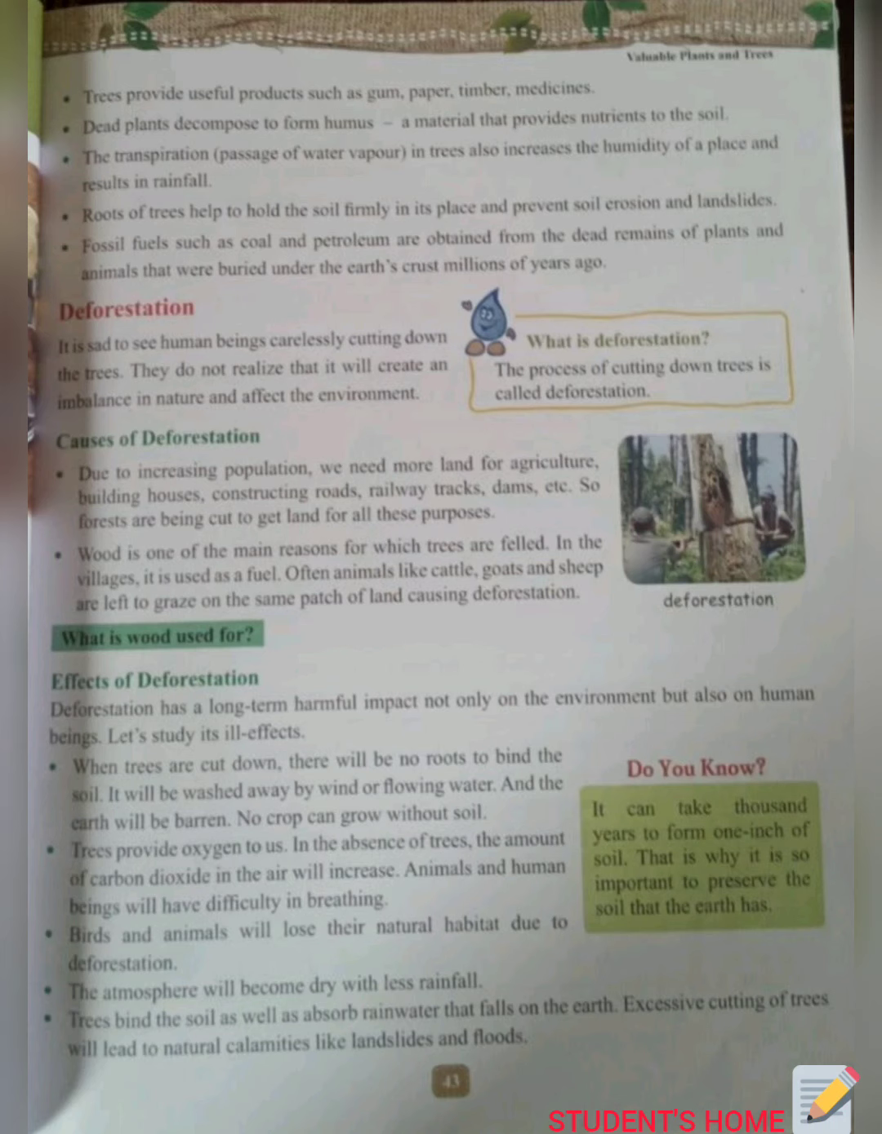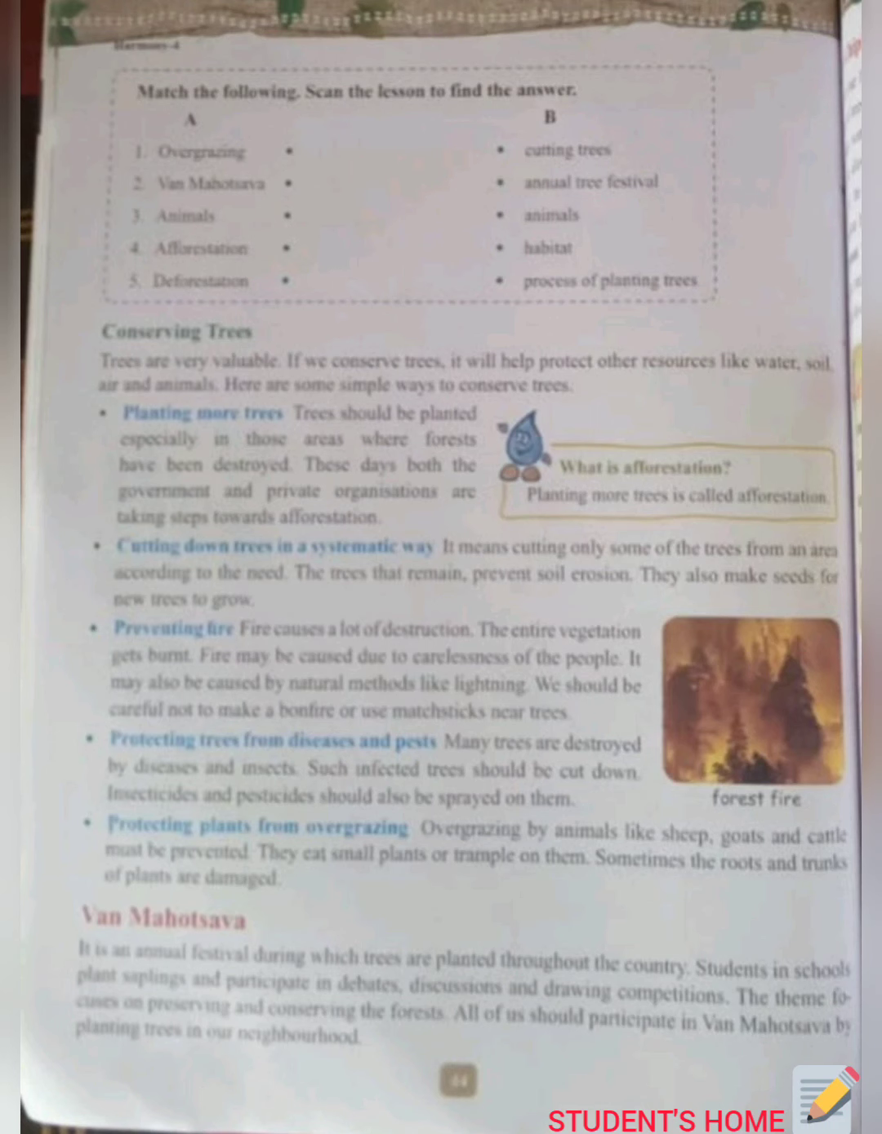Next point is the atmosphere will become dry with less rainfall. Next point is trees bind the soil as well as absorb rainwater that falls on earth. Excessive cutting of trees will lead to natural calamities like landslides and floods. Now coming to the next topic class, that is conservation of trees. That means how can we conserve the trees? How can we save the trees?